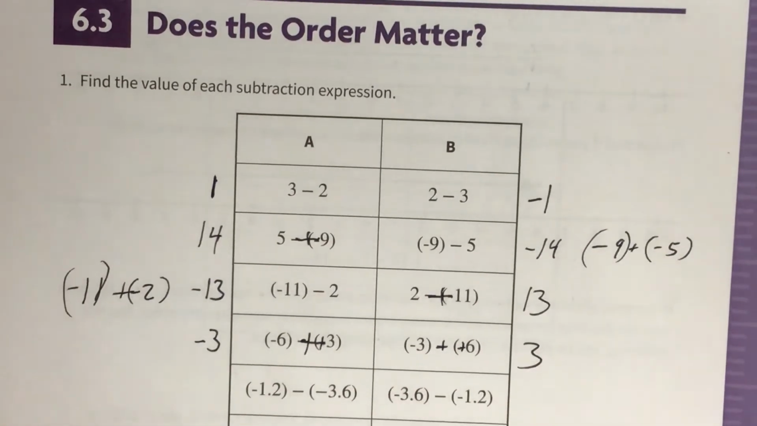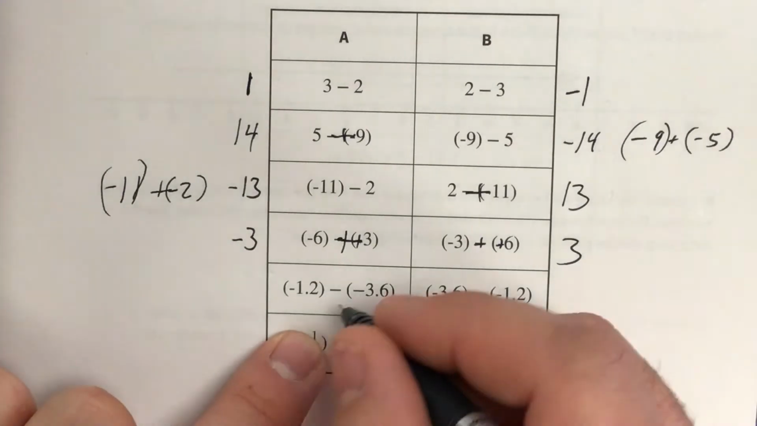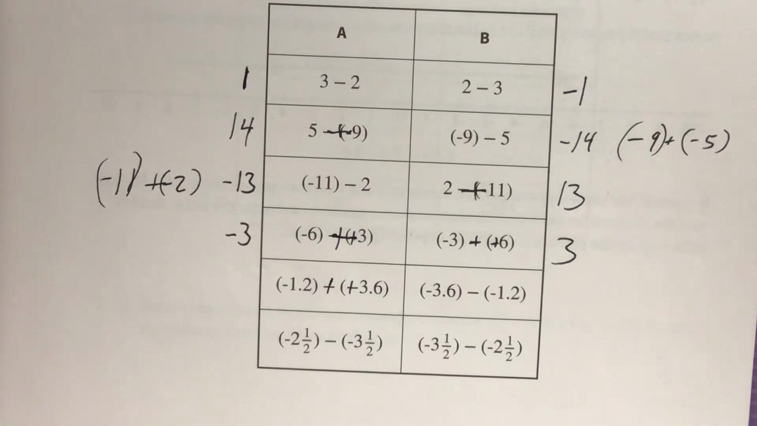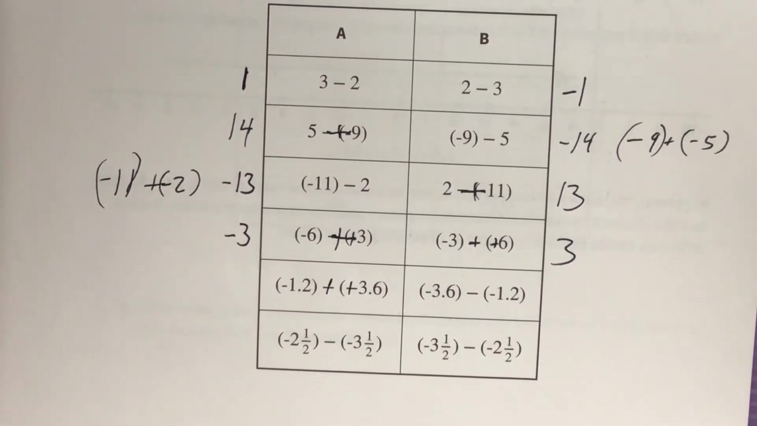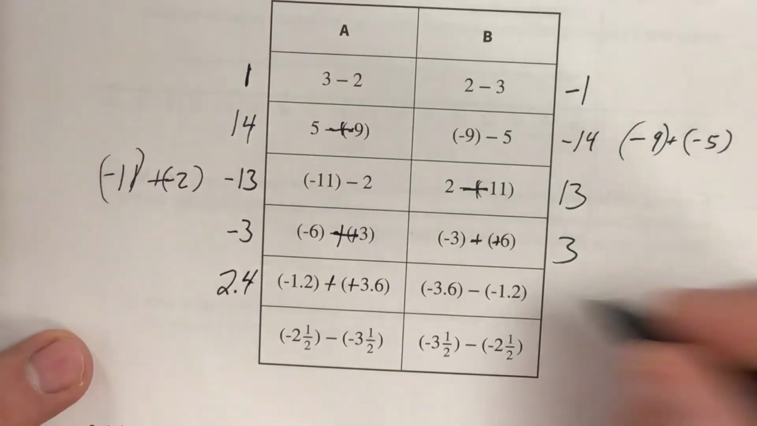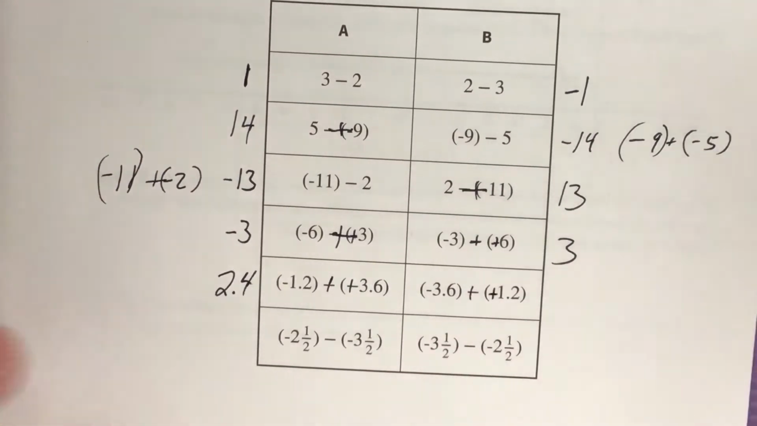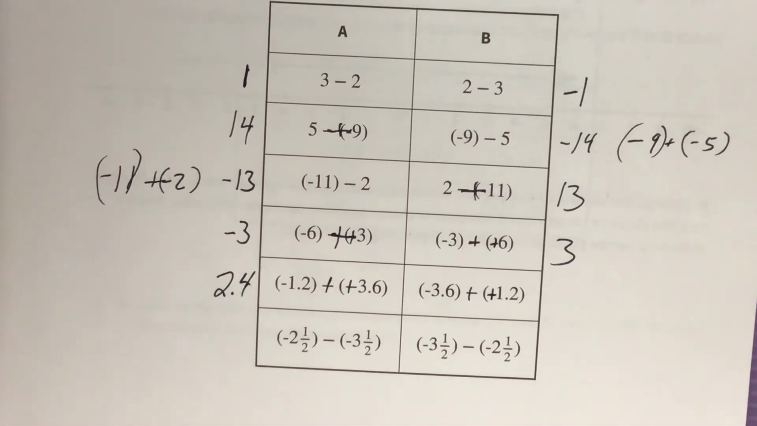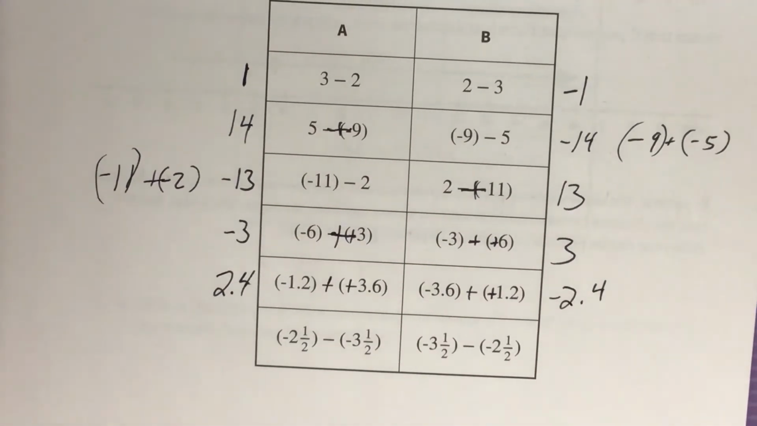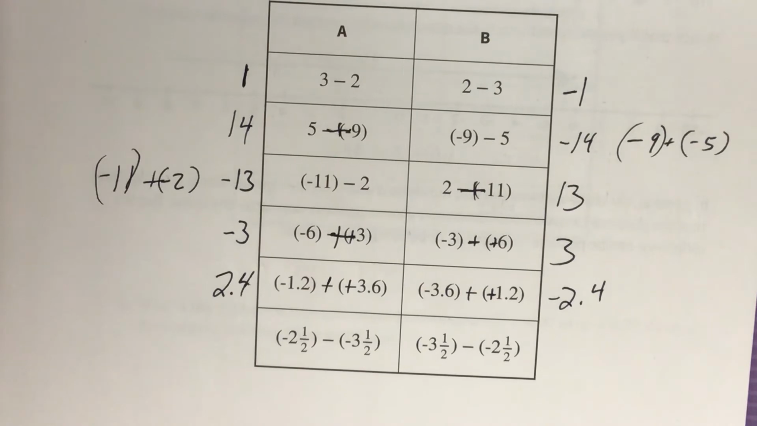3. Decimals, same thing. Two negatives in a row, make it a plus. Negative 1.2 plus 3.6. 2.4. How about if I just switch the signs? Now the 3.6 is bigger. Negative 2.4.